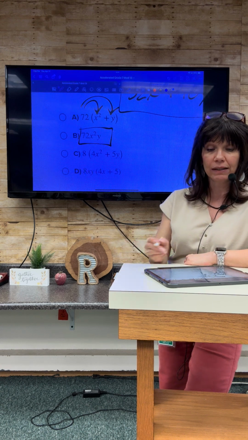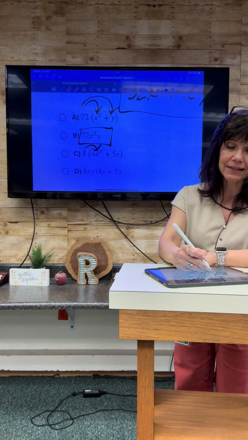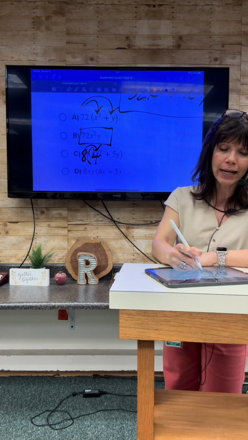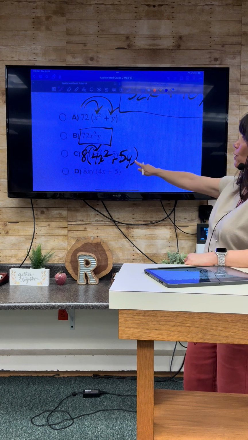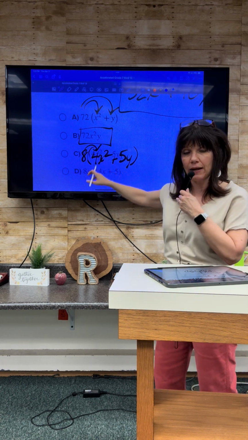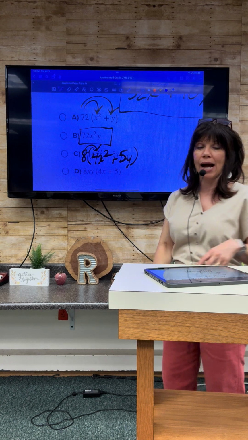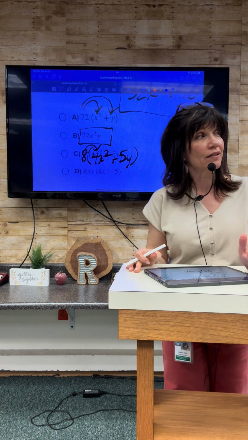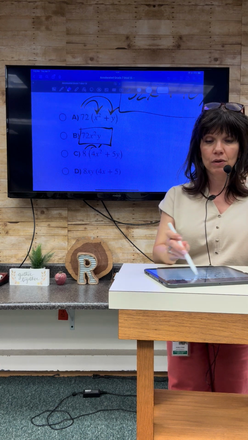It's already simplified. This one, what would I multiply? Oh, you probably can't see it. 8 times 4x squared plus 5y. So I would do 8 times 4. What would I get? 32. So that would be 32x squared. And then 8 times 5, what would I get? So that would be plus 40y. If it matches, you pick it. If it doesn't, you don't. Do I have any further questions on that particular item?